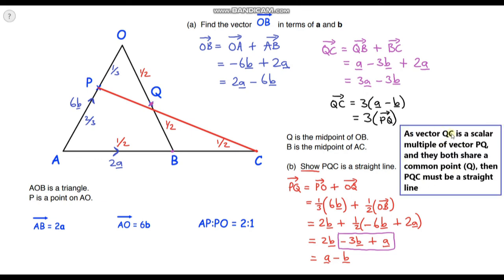Now I've just put a summary here to show you exactly what I've done. I've said that as vector QC is a scalar multiple of vector PQ, and they both share a common point, which is point Q. So you can see that QC has Q in it and PQ also has Q in it. Then PQC must be a straight line.